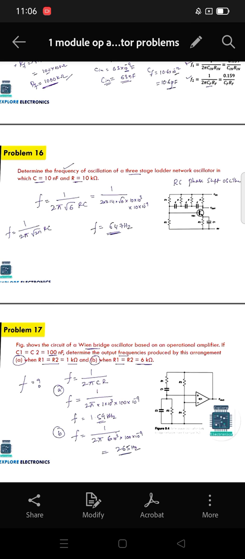These are all the problems on operational amplifier and oscillators.